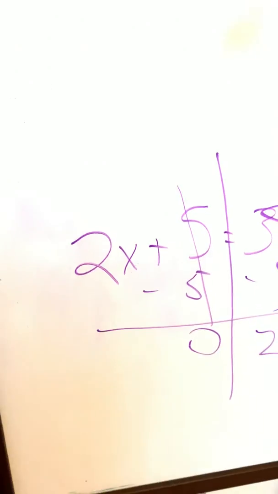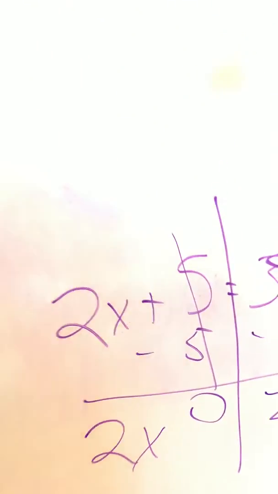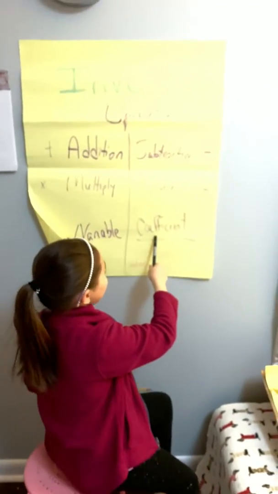And now, do you see how I have to bring down the 2x? Tell me again that new word that we learned for the variable and the number together. Coefficient. Very good. Okay, so now we have a new equation. Let's take a look. 2 times some unknown number equals 25.